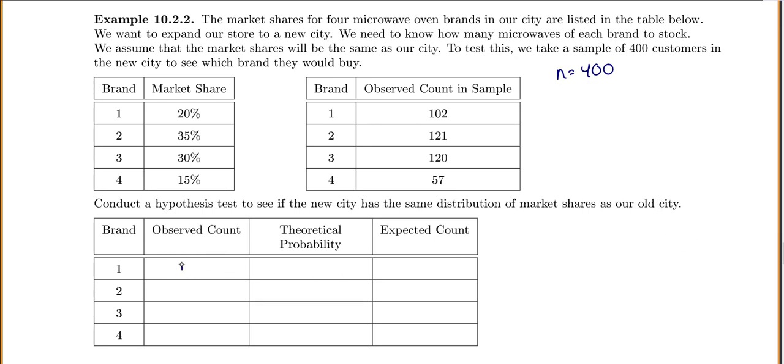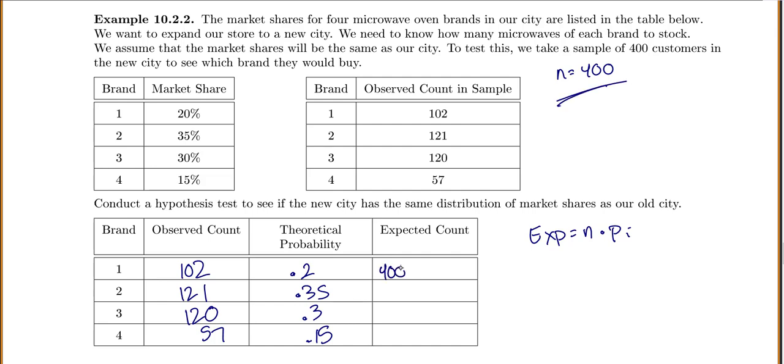Okay, so let's do our table of our observed counts. 102, 121, 120, 57. And our theoretical percentages, our probabilities, we'll change into decimals: 0.2, 0.35, 0.3, 0.15. Then we need to find our expected count. Remember, our expected is equal to our sample size times its probability, and our sample size is 400. So 400 times 0.2 gives me 80. 400 times 0.35 gives me 140. And 120 and 60.